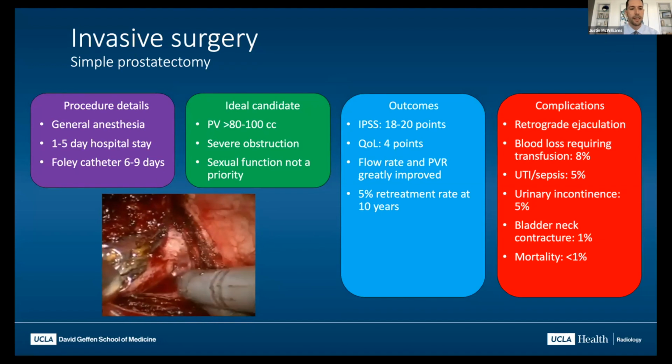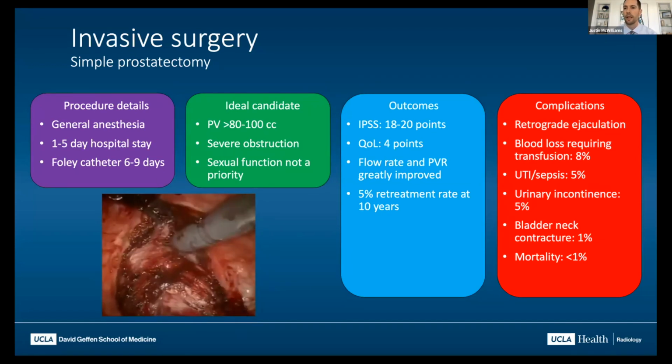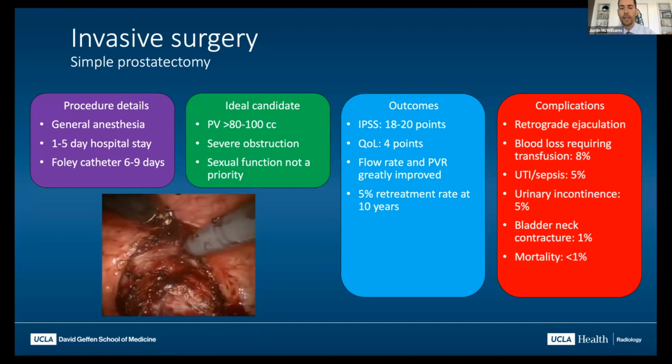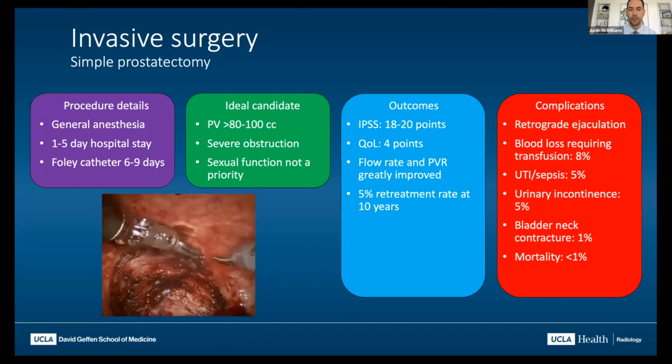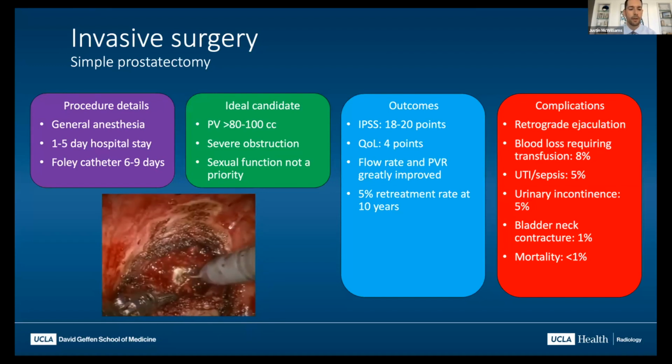For larger prostates, TURP is no longer an option. So if your prostate's over 80 to 100 cc's, you only have a couple options. One is a holmium laser enucleation of the prostate, which I don't have time to go into now, but it's out there. And then there's simple prostatectomy, which is usually done by robotic assistance like you're seeing here nowadays.